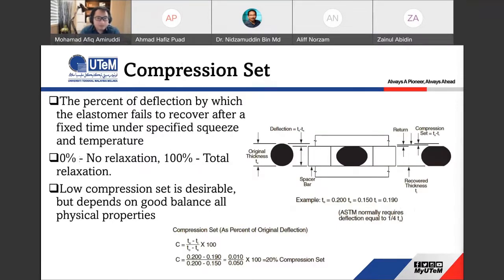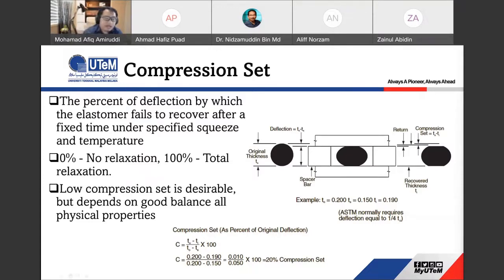This is the compression set. The compression set is the percent of deflection by which the elastomer fails to recover after a fixed time under specific squeeze and temperature. It means that if you squeeze or compress the O-ring, how much time does it take for the O-ring to go back to the original position? If the O-ring doesn't recover after the fixed time under specified squeeze, it means that your O-ring has already failed or is damaged.